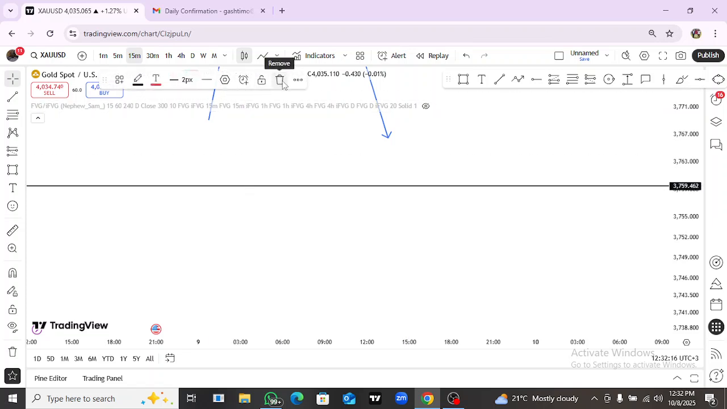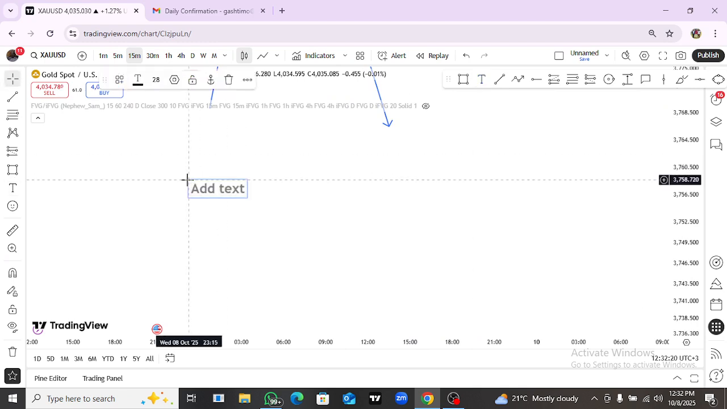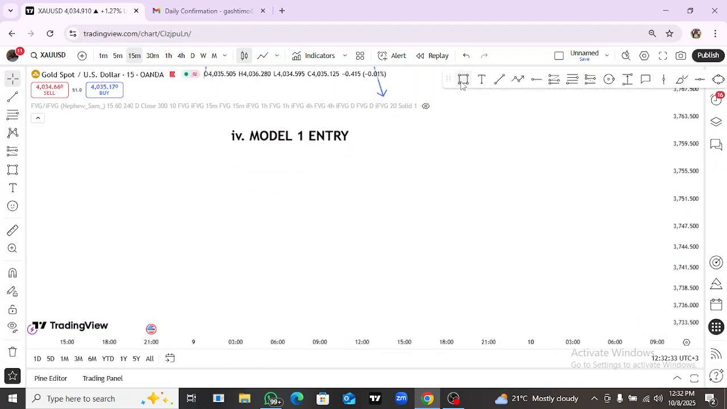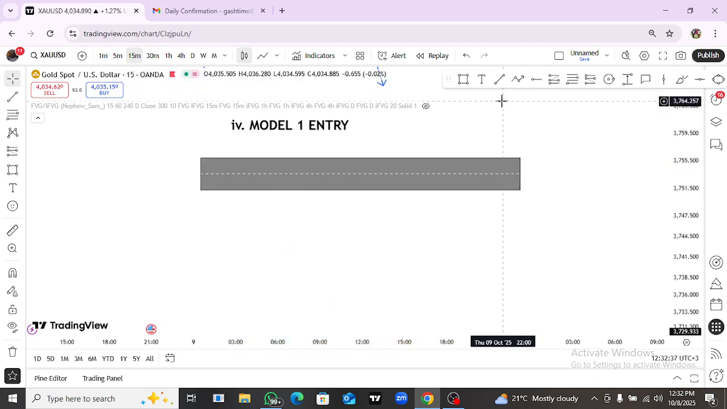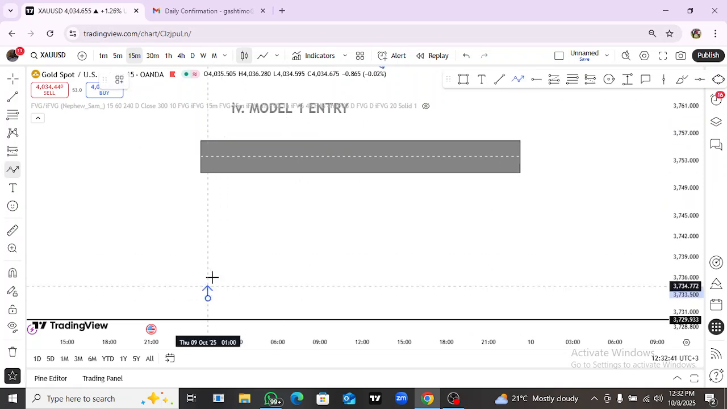Number 4, we have what we call a model 1 entry. A model 1 entry is mostly for the advanced traders because it's a bit high risk, but the moment you understand it, it's going to be good for you.